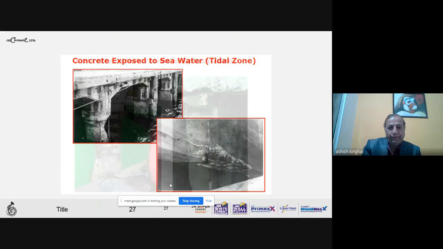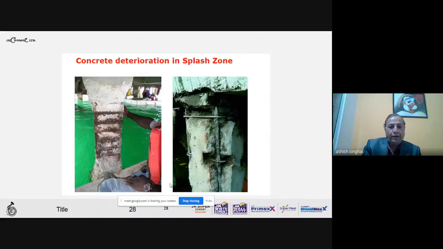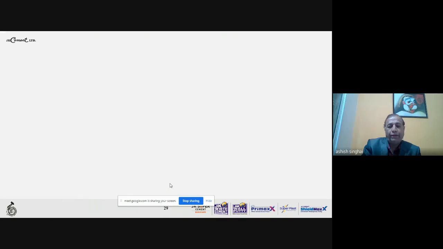highly dangerous. In this particular picture, you can see the structural deterioration is so severe that the overall column size has almost reduced to half. In another picture you can see the steel is now exposed, it is corroded, and it has spalled the concrete along with it. So we need to make the right selection of the cement.